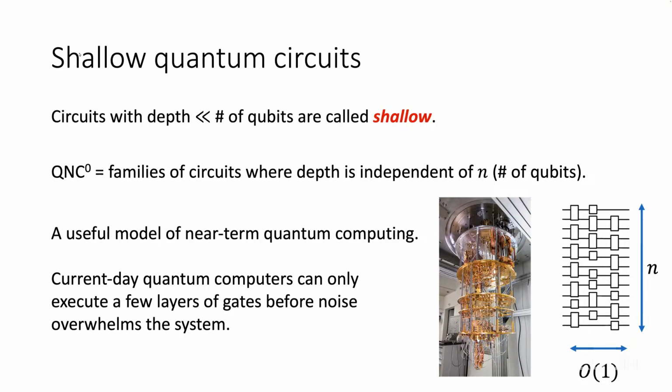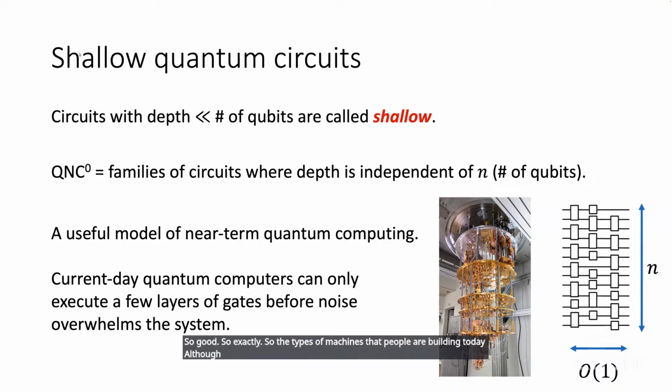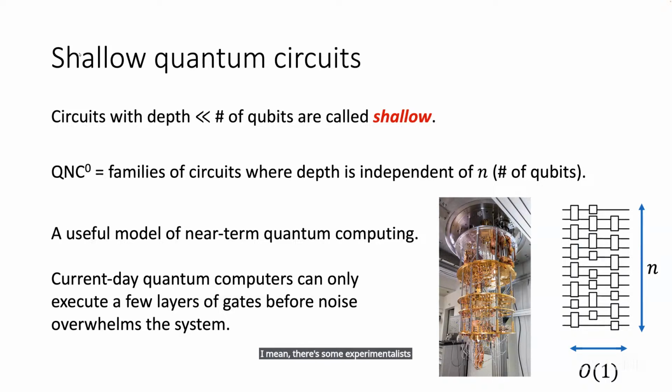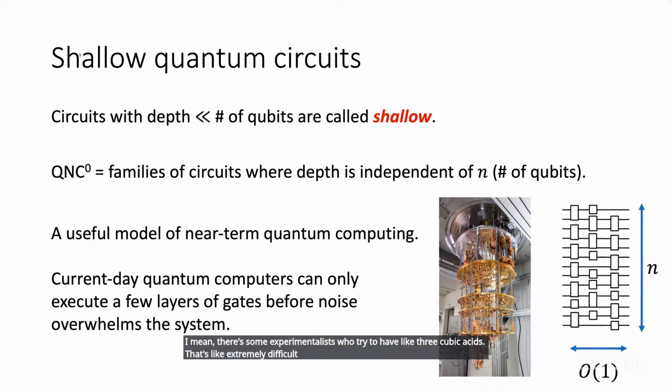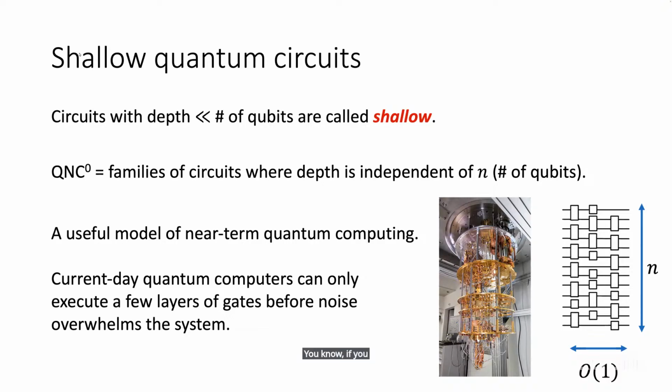So exactly. In the types of machines that people are building today, although people are starting to explore, the gates act on at most 2 qubits. There are some experimentalists who try to have 3 qubit gates. That's extremely difficult, having gates that act on growing numbers of qubits. If you mention that to an experimentalist, they'll laugh you out of the room, because even getting a gate that acts on 3 qubits is very difficult. I have utmost respect for what they do.